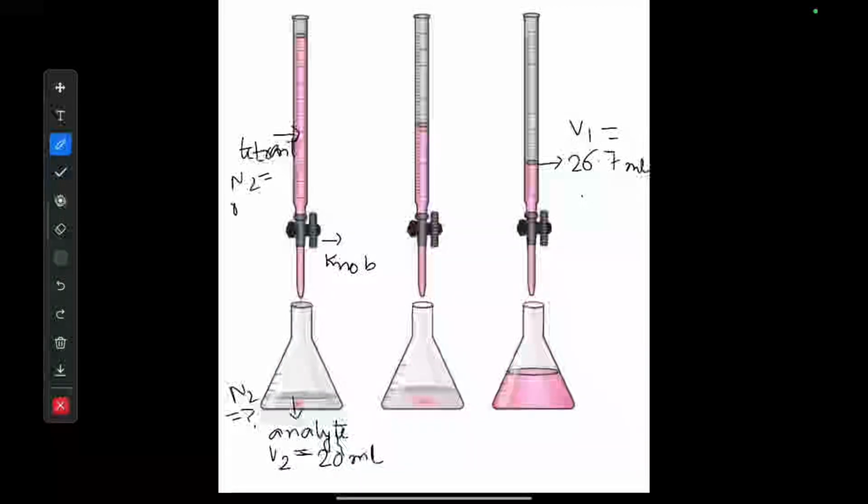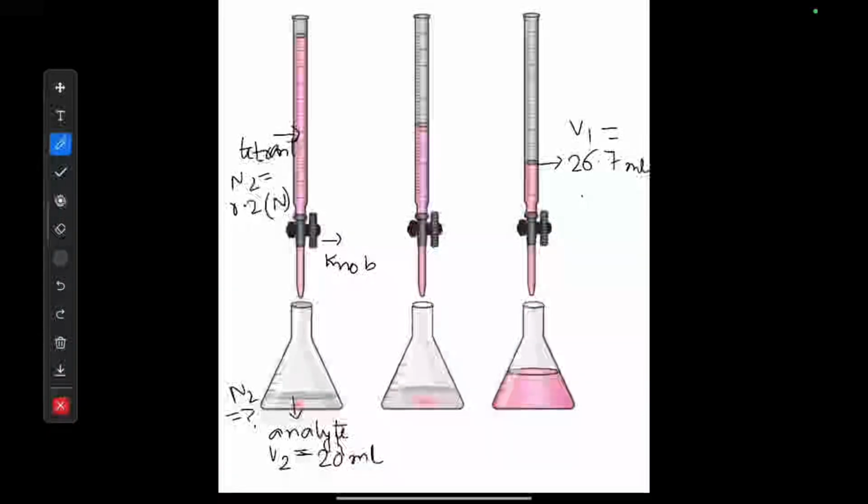Suppose, for example, it is 0.2 normal. Now what happens? In the burette, we have taken KMnO4, potassium permanganate. Now what happens? Slowly the knob is turned on.